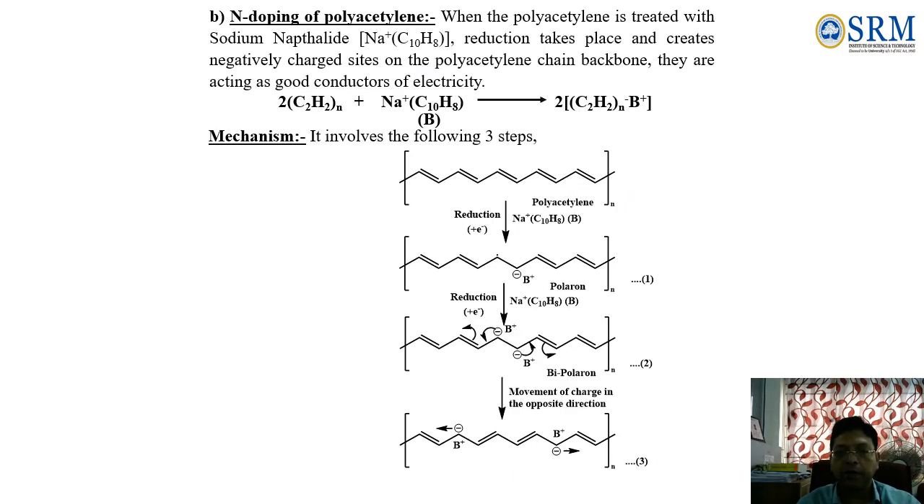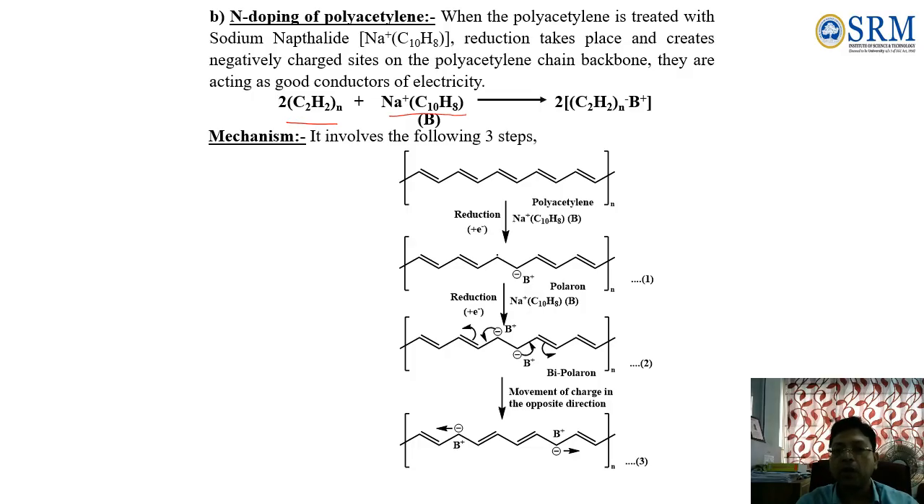Similar in line with p-doping, we can talk about the N-doping of polyacetylene. N-doping means if we add N dopants, that leads to the reduction of the polymer backbone, and thereby it creates negative charge in the polymer backbone. And the created negative charge can migrate along the polymer backbone. So here, when the acetylene is treated with sodium or potassium naphthalate, the reduction takes place. Here it is sodium naphthalate, so we can identify it as B.